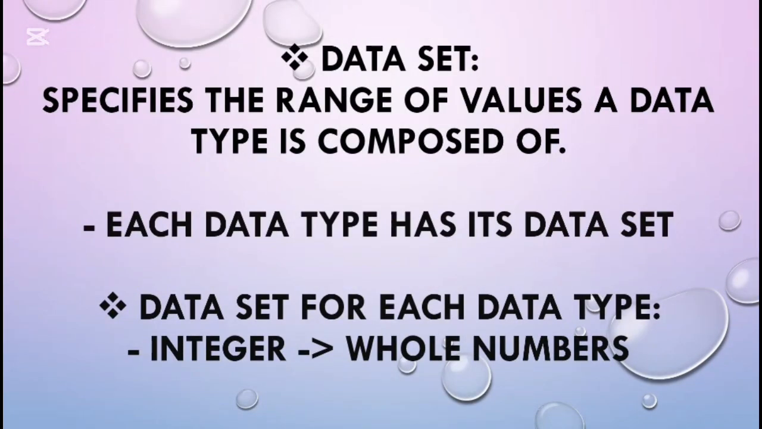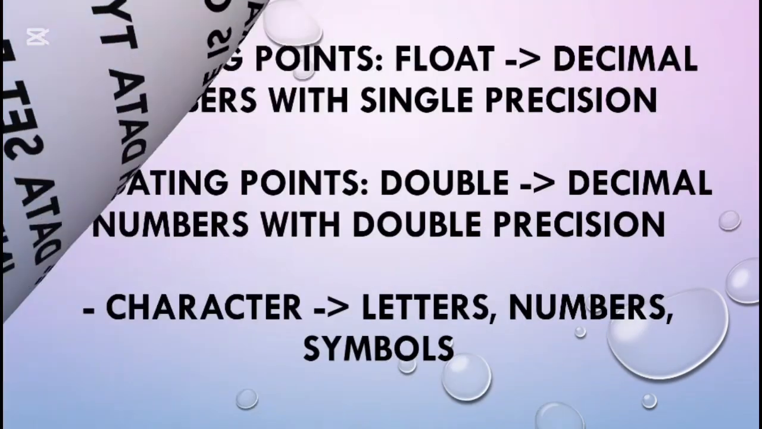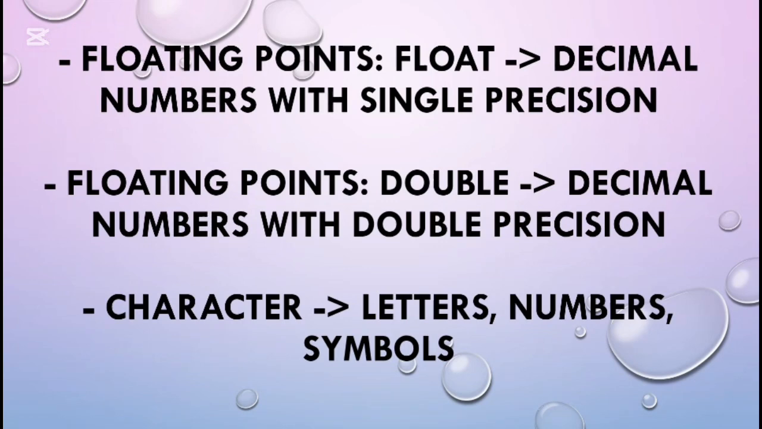Data set specifies the range of values a data type is composed of. Each data type has its data set. The integer consists of whole numbers, both positive and negative. Then we come to the float. The floating point has two types, the float itself and the double. The float refers to decimal numbers with single precision, whereas the double refers to decimal numbers with double precision.